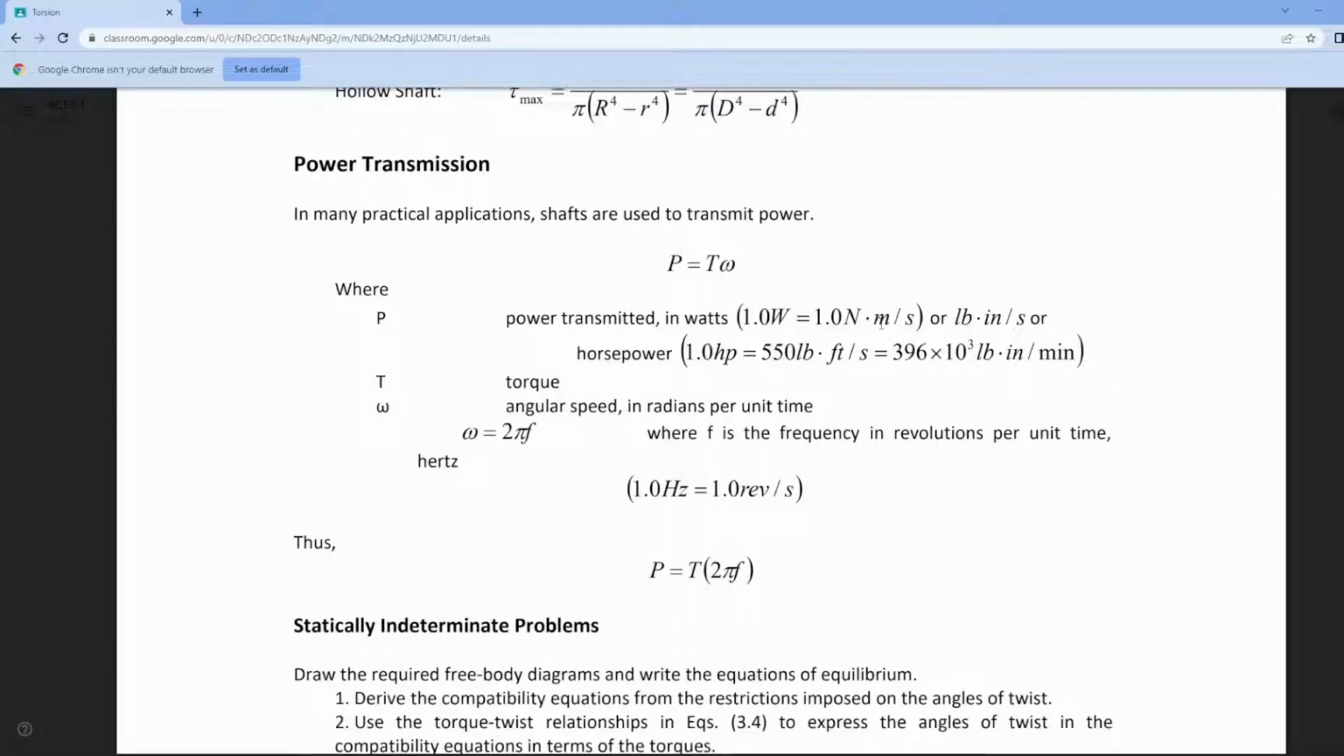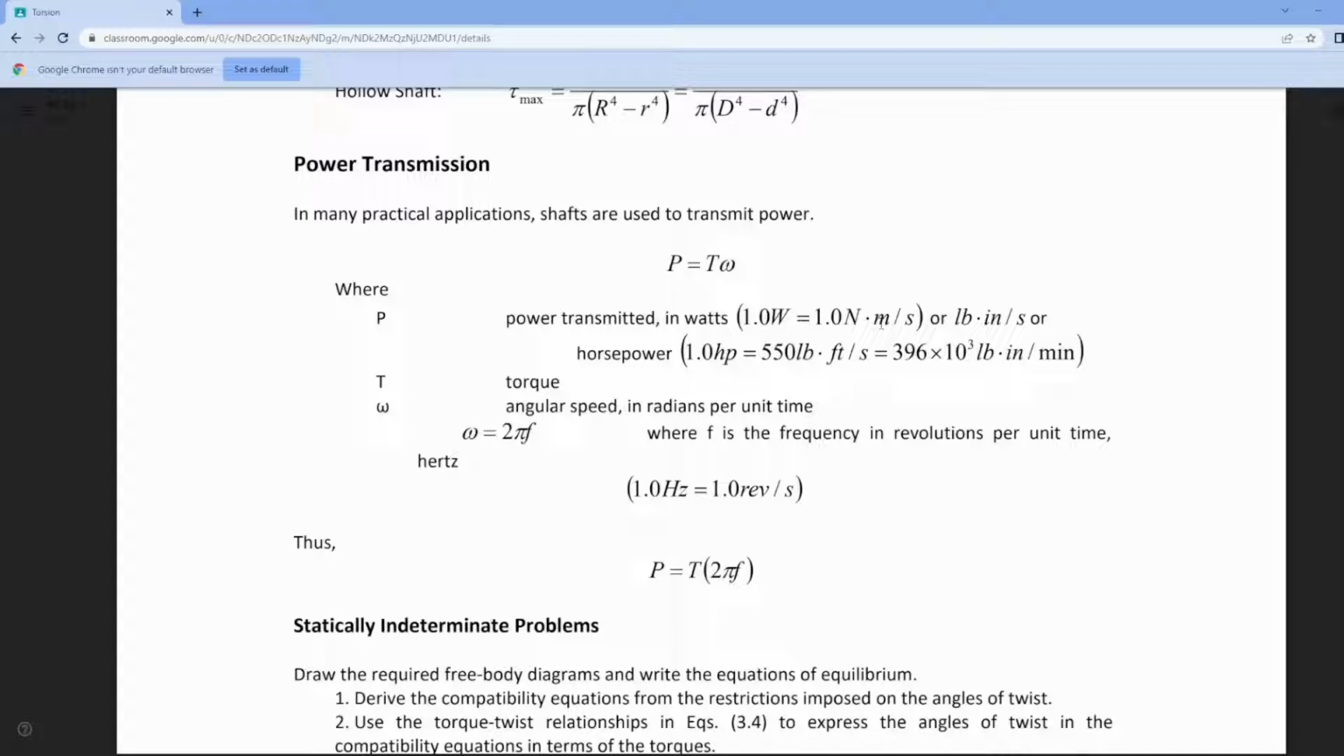Next, we have power transmission. In many practical applications, shafts are used to transmit power. Our concern is not only the torque, our concern is the power. So, power is equal to T times angular speed, omega. Alright, so P is the power transmitted.